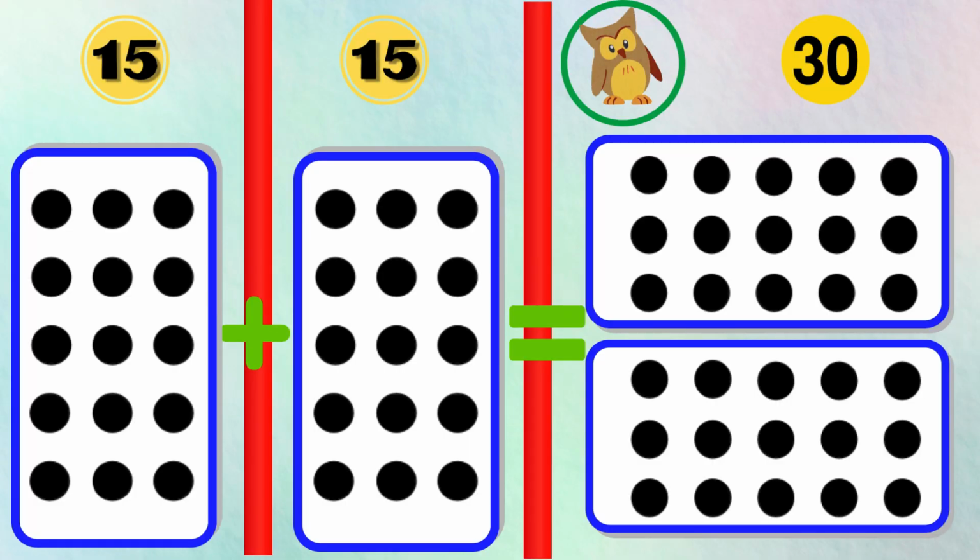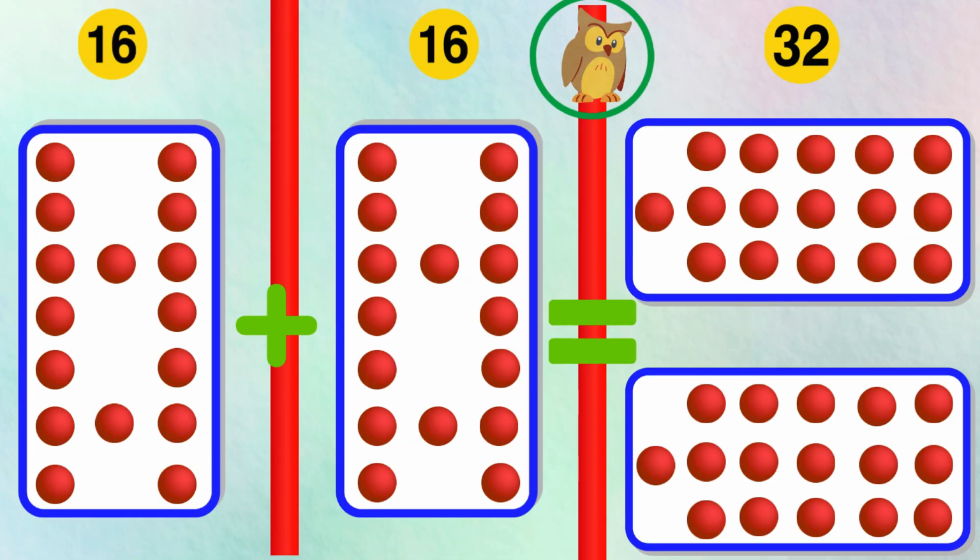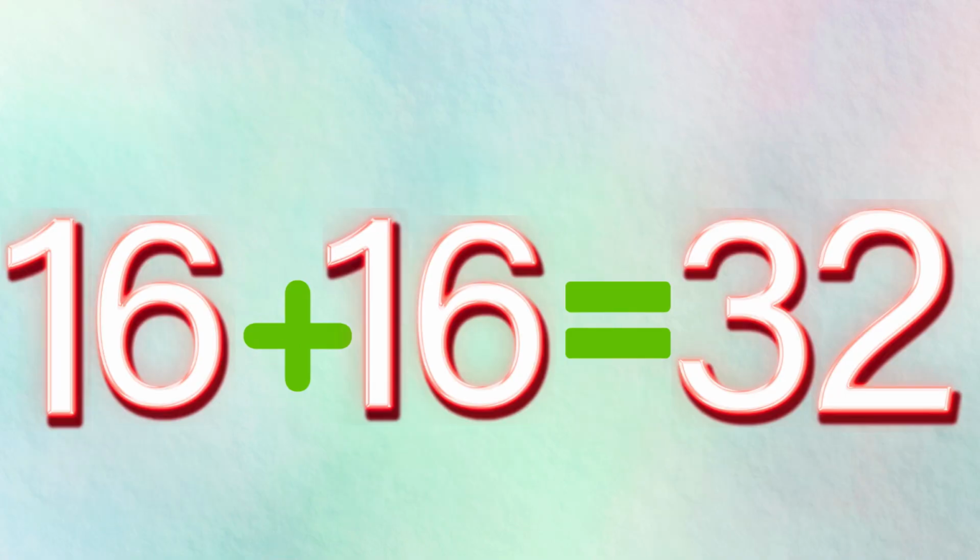Mr. Owl says when we add 15 dots plus 15 more dots, it equals the sum of 30 dots. This is the same as adding the numbers 15 plus 15 equals 30. Mr. Owl says when you add 16 dots plus 16 more dots, it equals the sum of 32 dots. This is the same as adding the numbers 16 plus 16 equals 32.